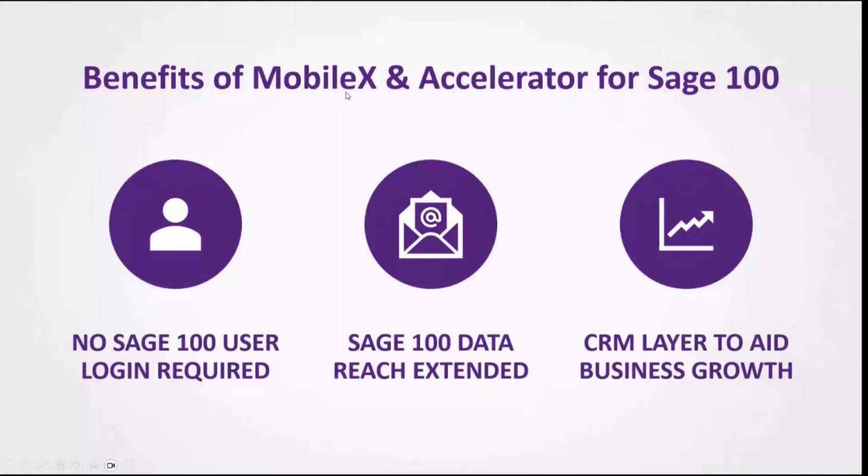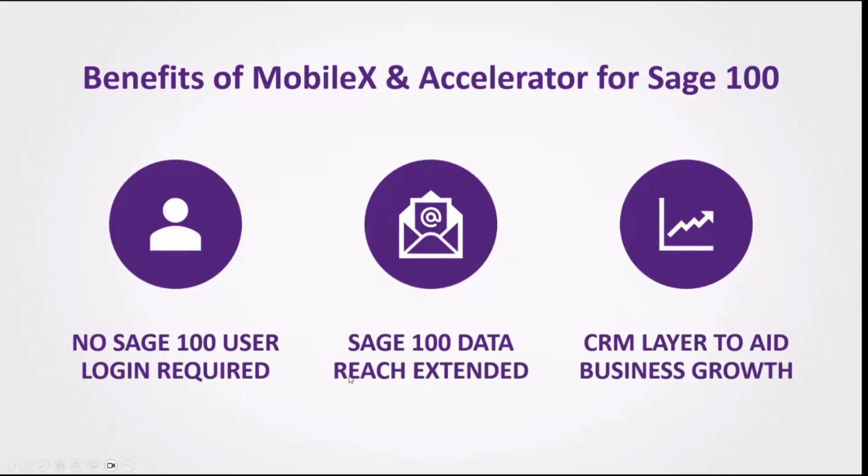So the benefits of MobileX and Accelerator for Sage 100, because they're both the same really, is that there's no Sage 100 user login required. So it could be people who are using Sage 100 that want to be able to surface the data within their email, Gmail or Outlook, or it could be that they want to surface the information in MobileX. But equally, they don't have to have a Sage 100 user login, because it is a snapshot of data you're viewing as opposed to live data. The Sage CRM product is different because it is a live integration.